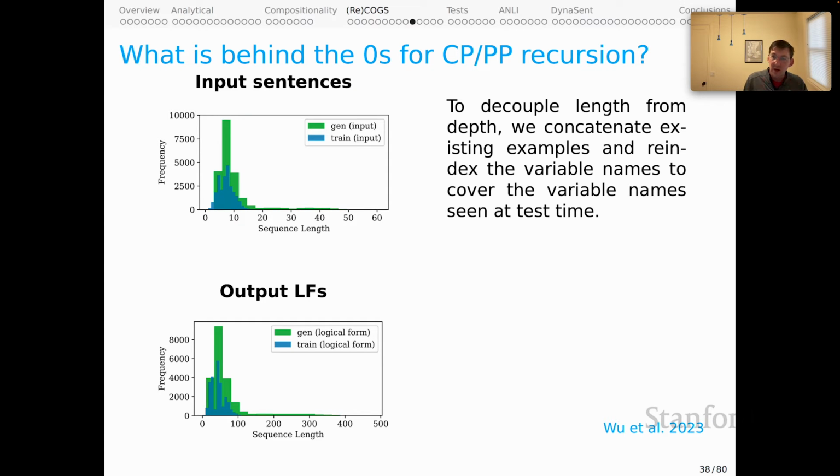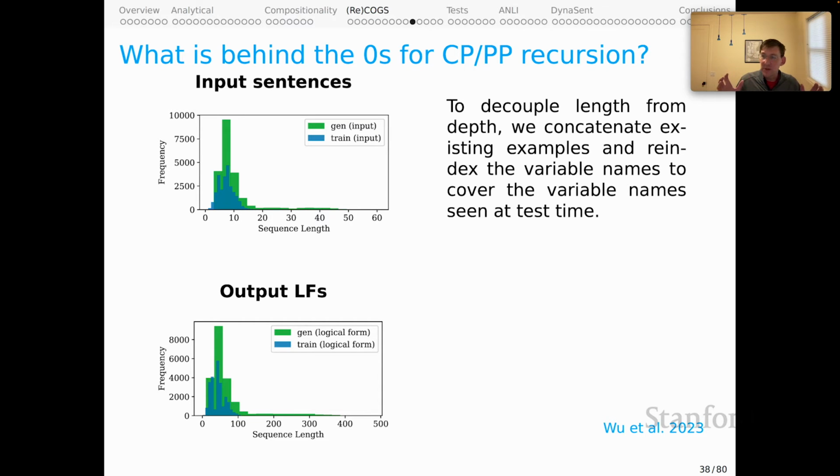So to decouple length from depth, we concatenate existing examples and re-index the variable names using the COGS protocol to cover all of the variable names that we end up seeing at test time. Because remember, one feature of this length issue is that not only positions that remain untrained during training end up appearing relevant during testing, but also the names of the variables, right?